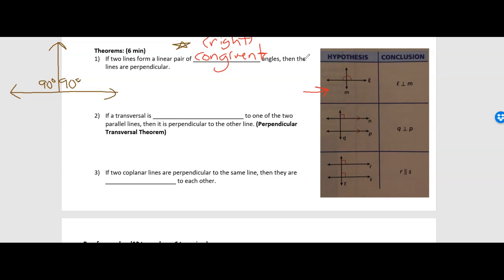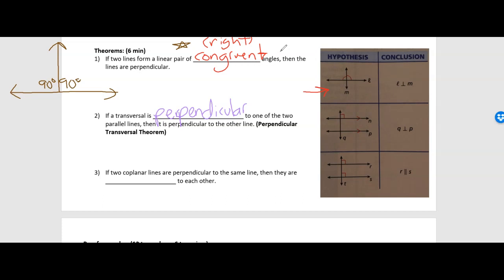You can either say that if two lines form a linear pair of right angles, then the lines are perpendicular, or if two lines form a linear pair of congruent angles, then the lines are perpendicular. Theorem number two, if a transversal is perpendicular to one of the two parallel lines, then it is perpendicular to the other line.